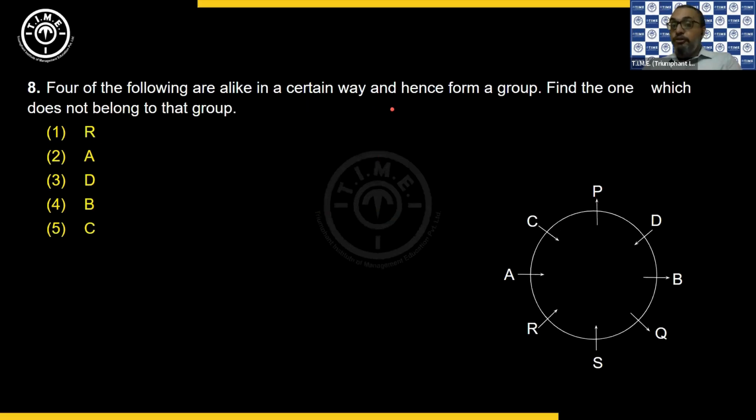Then 4 of the following 5 are alike in a certain way and hence form a group. Find the one that doesn't belong to that group. So we have an odd man out question.